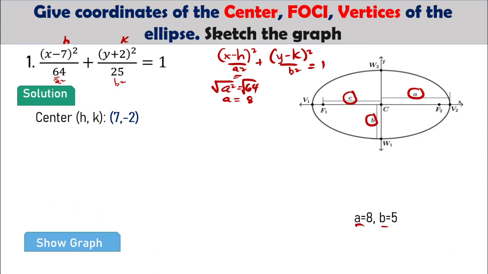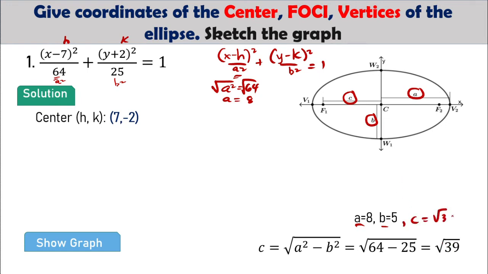Hot dog is the center of the bread. Okay, let's continue. Since we have the A and B, we're going to find the value of C. The formula is C equals the square root of A squared minus B squared, which equals the square root of 64 minus 25. So C is the square root of 39.